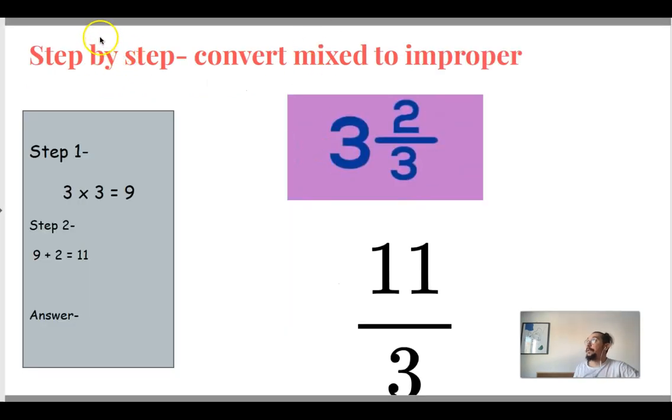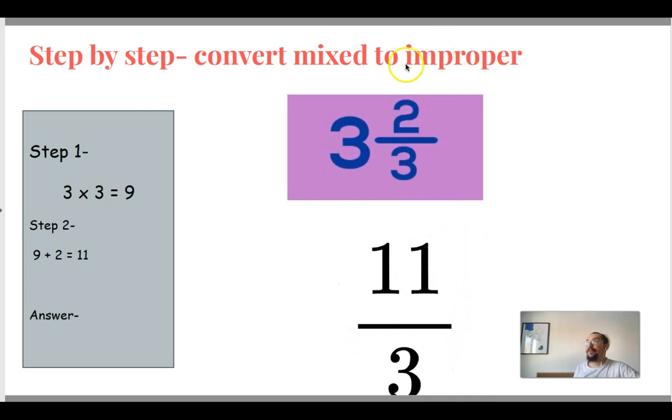So again, this is going step by step, converting a mixed fraction into an improper fraction. So this is a mixed fraction because it has a whole number and a proper fraction in here. This one is an improper fraction. So a mixed fraction became improper.